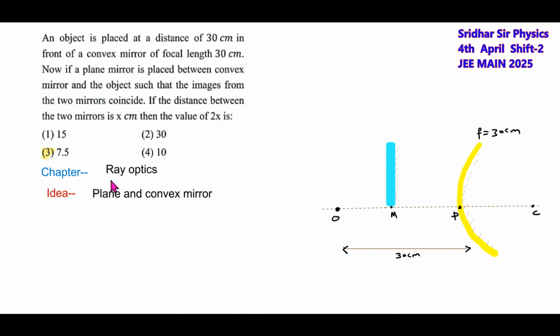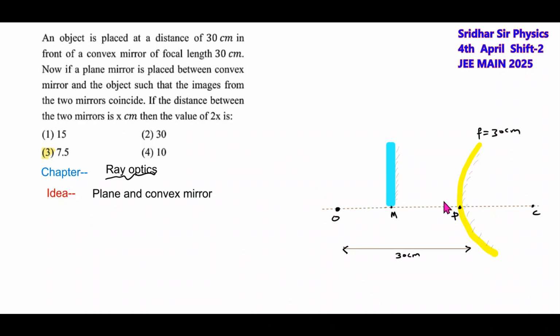Okay, this question belongs to the chapter ray optics, and the idea involved is plane and convex mirror. Both are present, and we look at how the image forms. An object is placed at a distance of 30 centimeters in front of a convex mirror of focal length 30 centimeters. Now, if a plane mirror is placed between the convex mirror and the object, such that the images from the two mirrors coincide, and the distance between the two mirrors is x, then find the value of x.